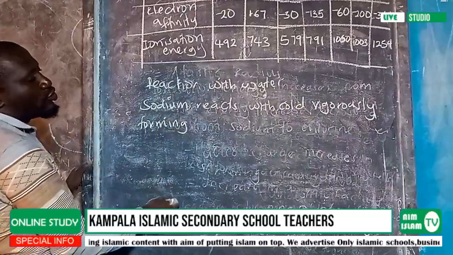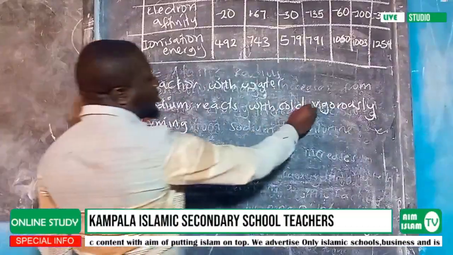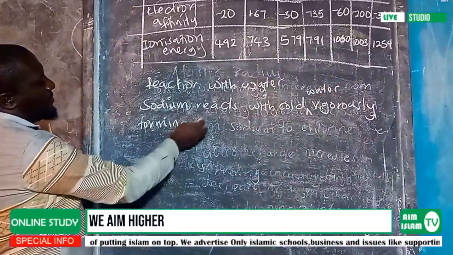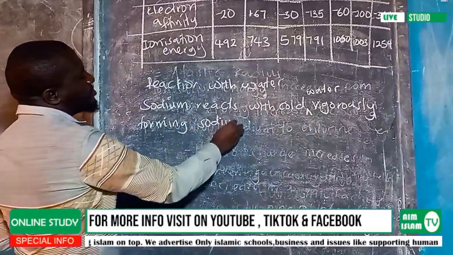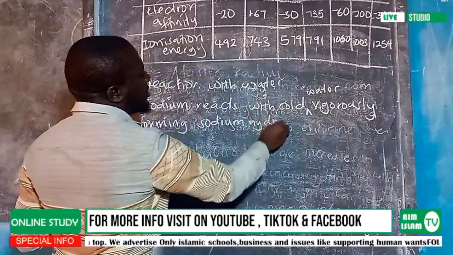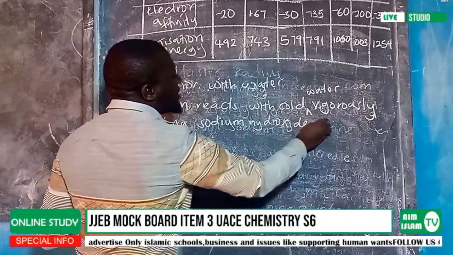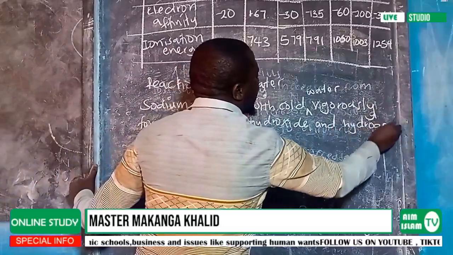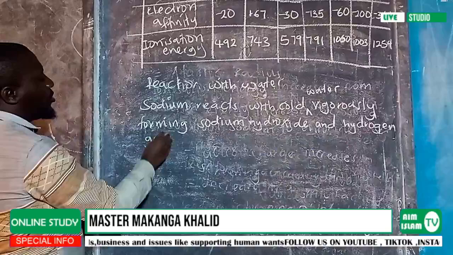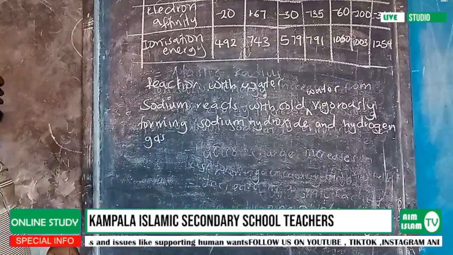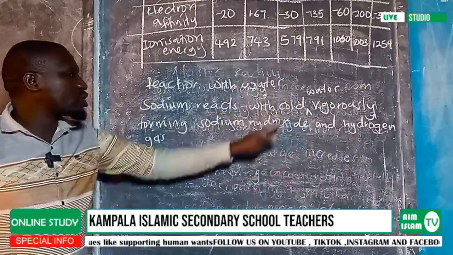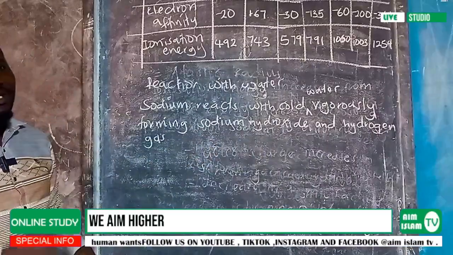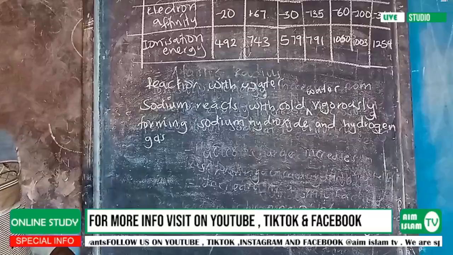So you have mentioned the condition for that reaction: with cold water, vigorously, forming sodium hydroxide and the hydrogen. So that's how sodium reacts with water. You have mentioned the condition, you've mentioned the product, then you're remaining with the equation for the reaction.